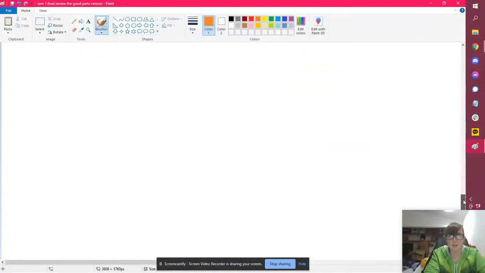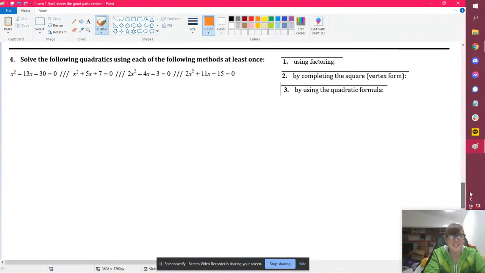And now everyone's favorite, yes. Solving the following quadratics. On the final, I'm going to give you a bunch of quadratics, and you're going to pick how you get to solve them. But you have to do one by factoring, one by vertex, and one by quadratic formula. You have to use all three methods, or you don't get your points.